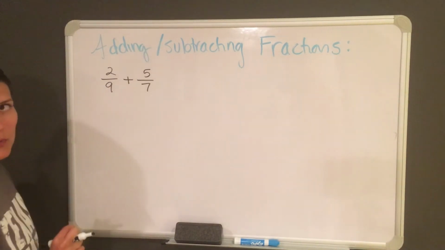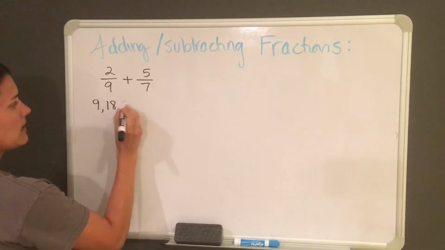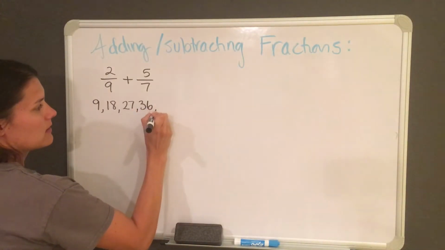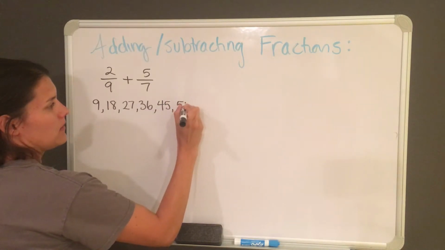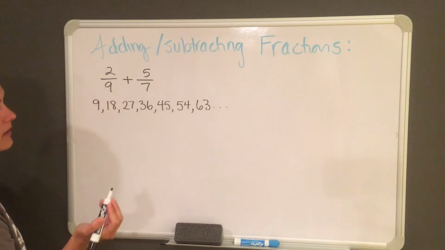I'm going to list all the multiples of 9. So 9, 18, 27, 36, 45, 54, 63, and so forth.